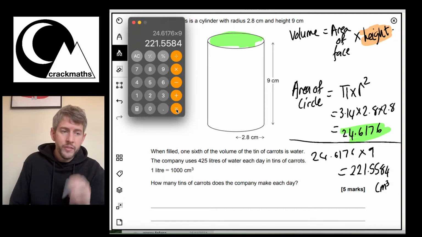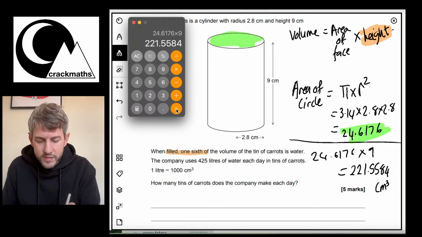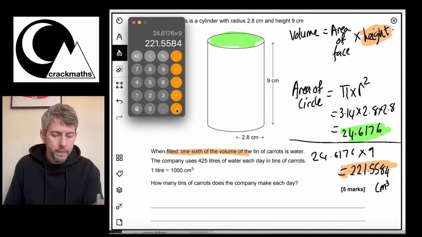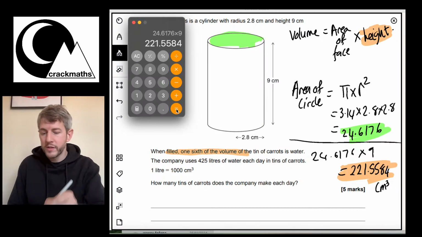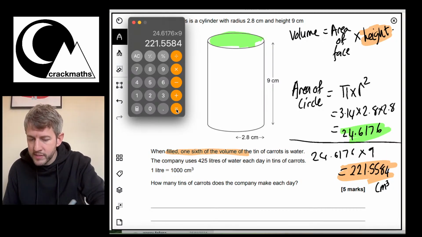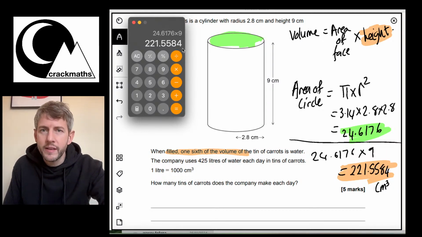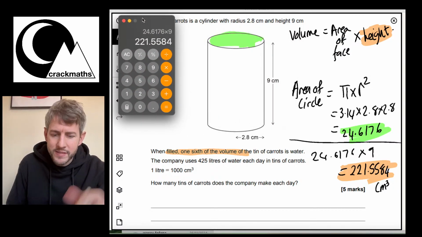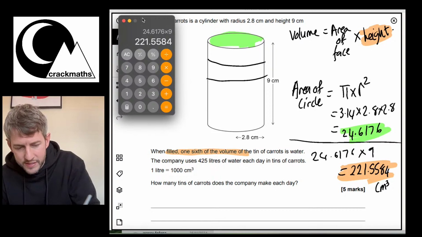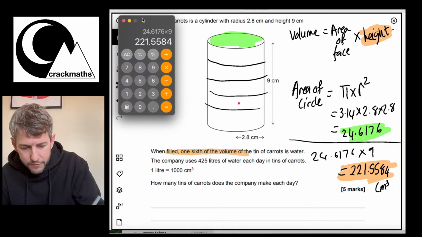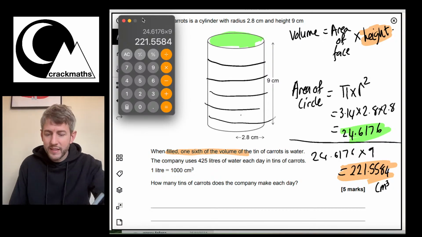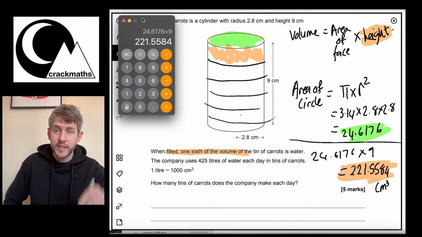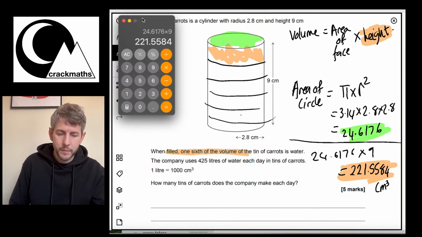Now, in the question I can see it says here that 1/6 of the volume is filled with water. Okay, so this is the volume of the whole tin, and I want 1/6. So 1/6 means a sixth of the shape. So basically, if I wanted a sixth of this, I think about this: 1, 2, 3, 4, 5, 6. So I just want one of these bits. So what I need to do to find a sixth, you need to divide your answer by 6.